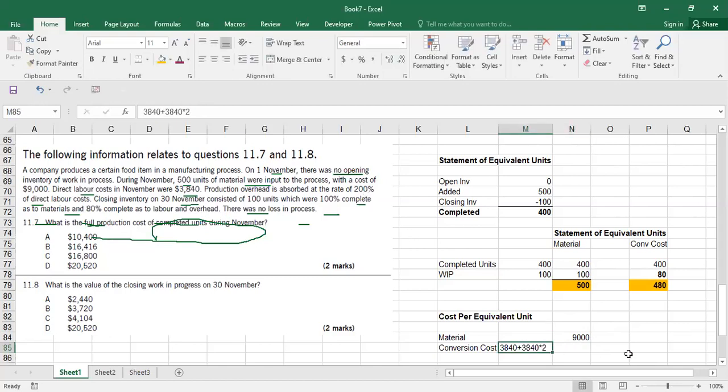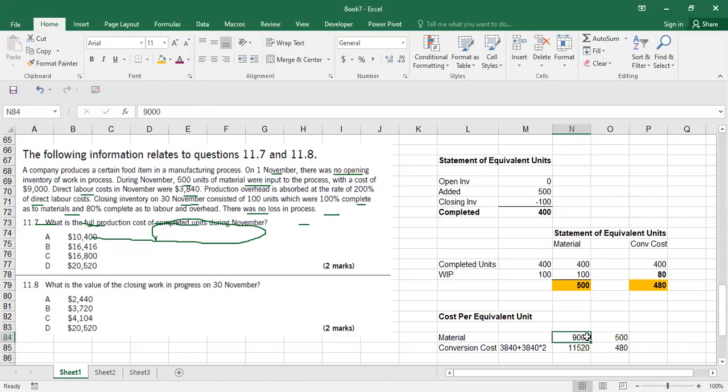So I'm taking overhead as 2 times of my labor cost. 2 times means 200%. So this is your material cost. This is your conversion cost. For material, you have 500 units. For conversion, you have 480 units.